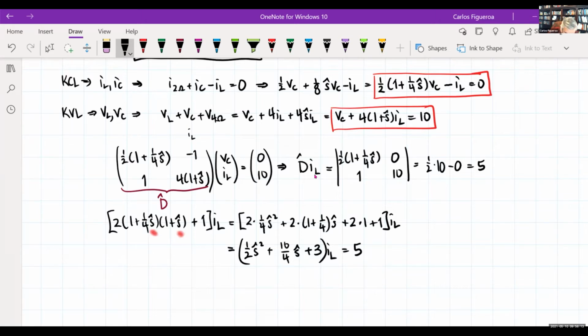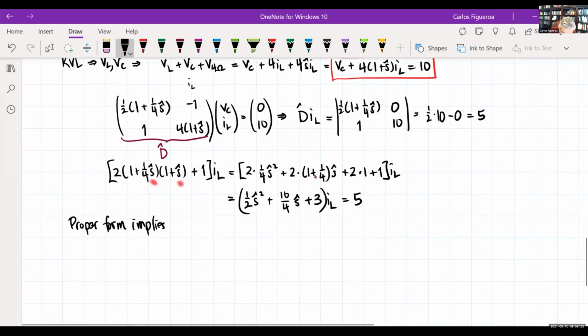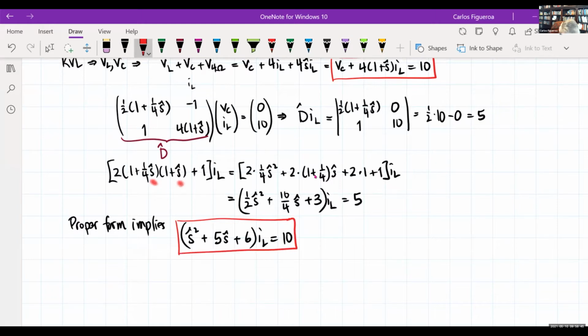So to put it into proper form, I'm going to multiply everything by 2. Then I should get s hat squared. So let's be careful here. This is 5/2, so this should give me 5 s hat. And then I get 3 times 2, which gives me 6. So I get IL, and this is 10. Let's see how I did this time. Okay, so now let's go do the check.